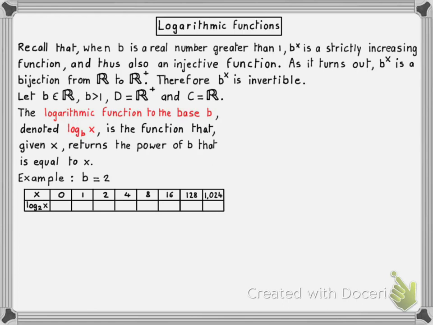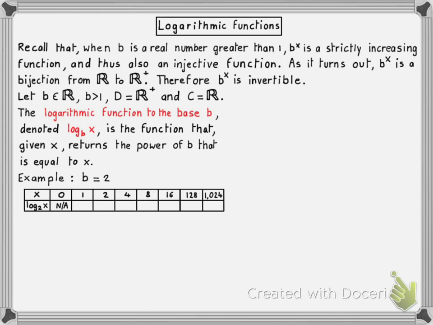What is the log base 2 of 0? So what is the power of 2 that is equal to 0? Actually, there's no such number. 2 power anything is never equal to 0. That's why the function that we're discussing here, the logarithmic functions, are defined on the set of positive real numbers, not including 0. Therefore, the function is not defined at 0.